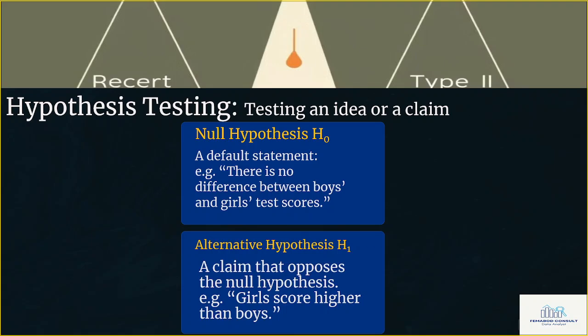The alternative is just the opposite of the null hypothesis, a claim that opposes the null hypothesis. For example, girls score higher than boys. So you can see that the null hypothesis we stated said that there is no difference between boys and girls test score, but the alternative hypothesis is now telling us that girls score higher than boys.